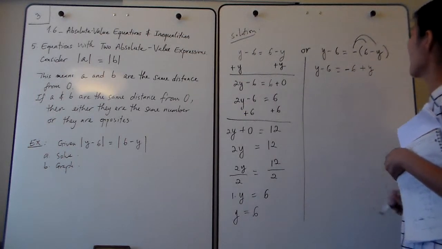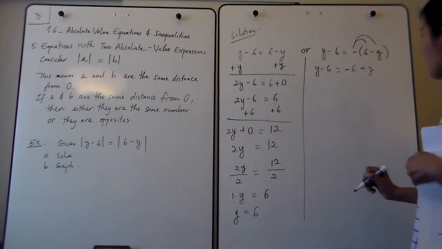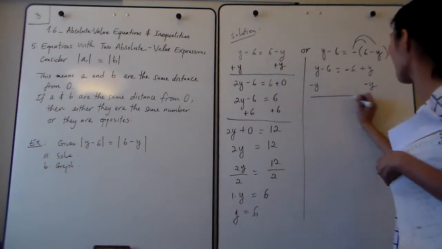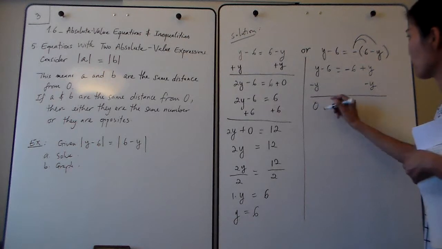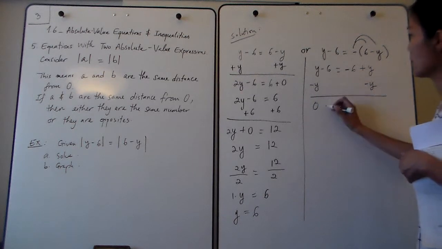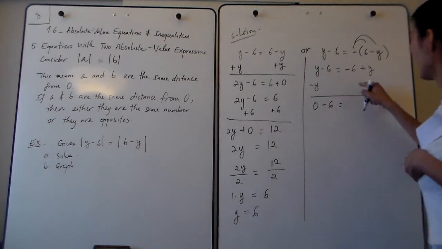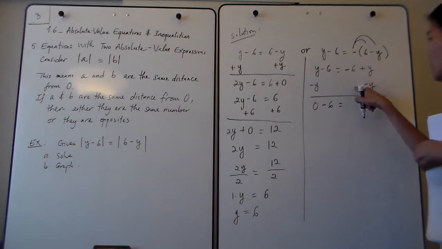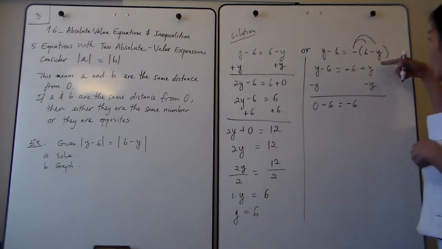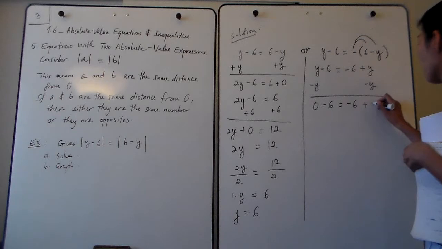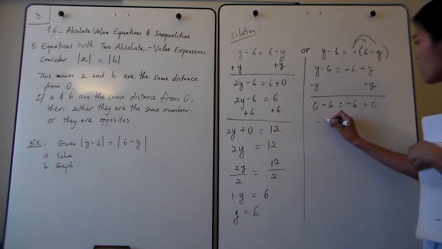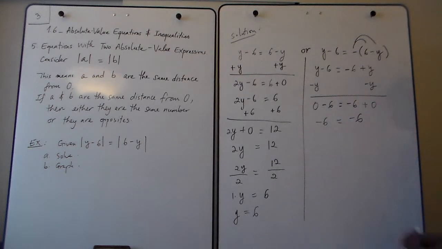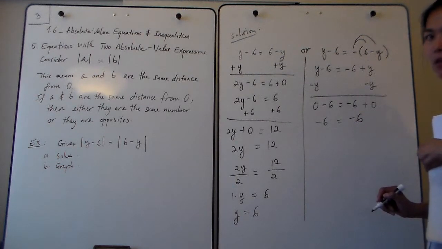Now, to solve for y, we can combine the y together. Let's subtract y on both sides. y subtract y is 0. There's no constant here, so negative 6 plus 0 is negative 6. On the other side, y subtract y is 0. Simplify, we get negative 6 equals negative 6. Is negative 6 equal to negative 6? True.